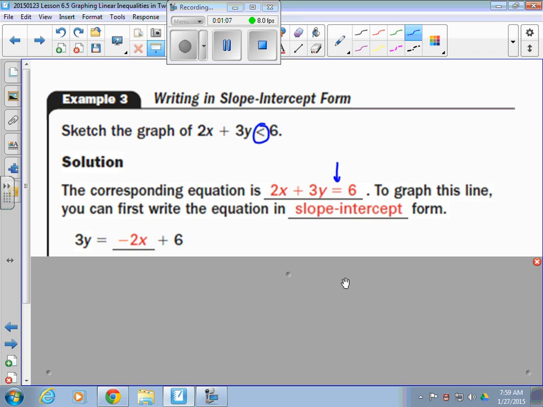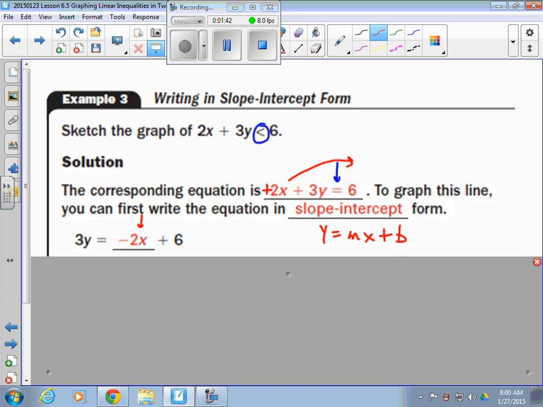So take 2x plus 3y equals 6 and make it say slope-intercept form. Make it say y equals mx plus b. We know how to move everything over in order to get y by itself. So the first thing you want to do is move the positive 2x over by subtracting 2x. Notice when it went from the left side to the right side, it became negative 2x because you can't take it away from 6 because they're not like terms. So then you have 3y equals negative 2x plus 6.